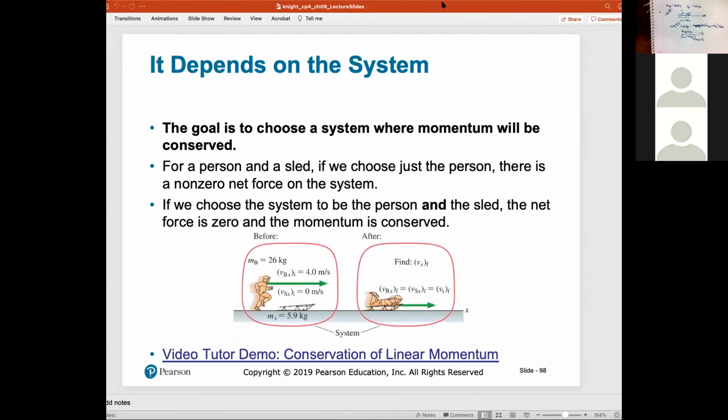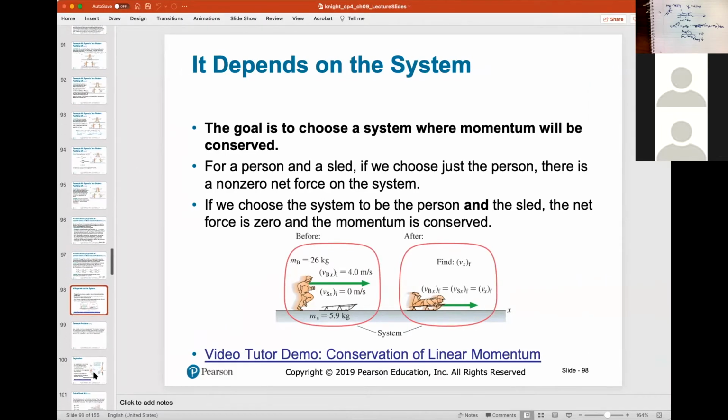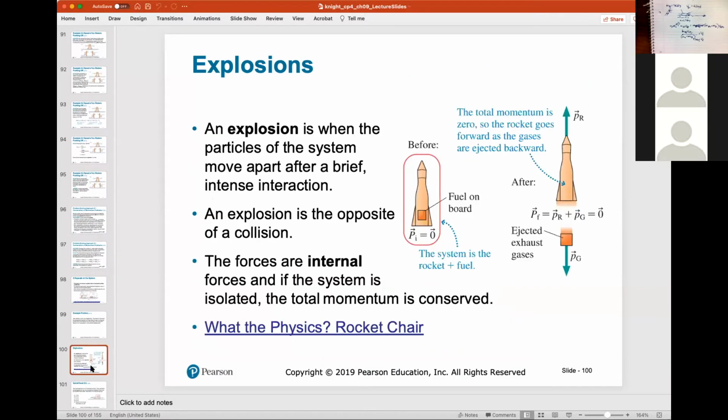All right, let's see what else to talk about. Momentum. Oh yes, let's talk about rocketry. An explosion is when the particles of the system move apart after a brief, intense interaction.